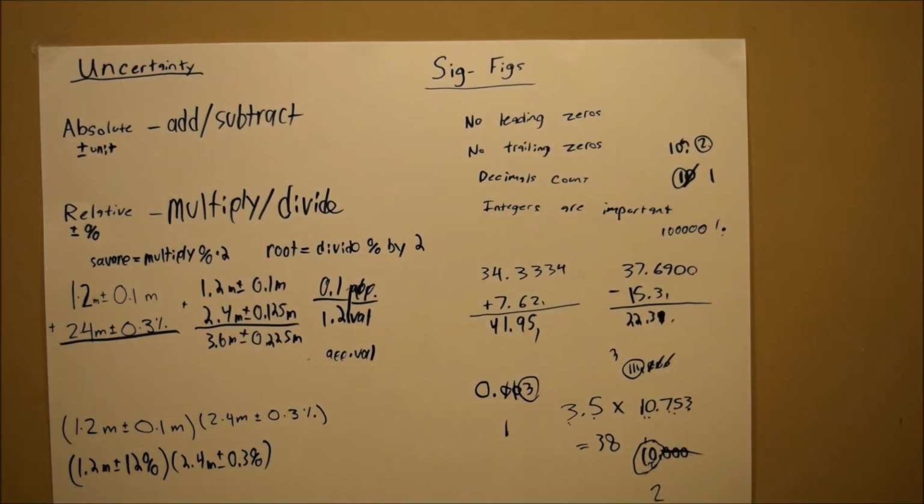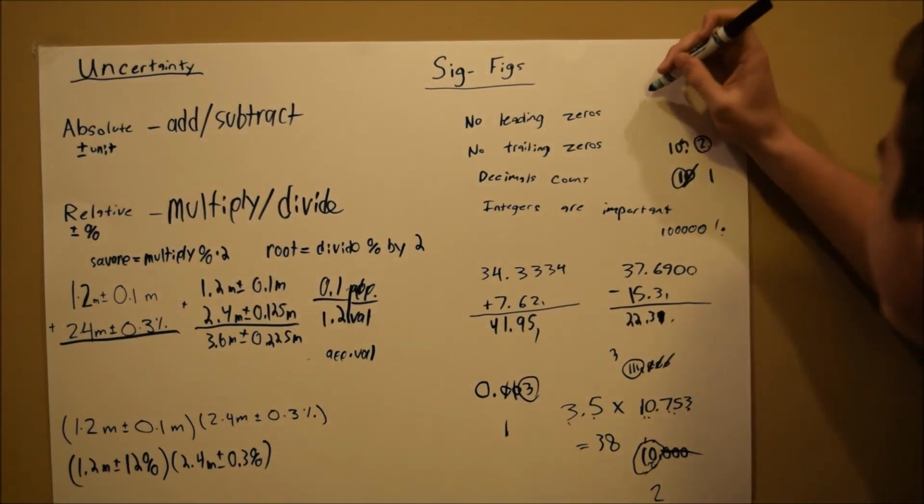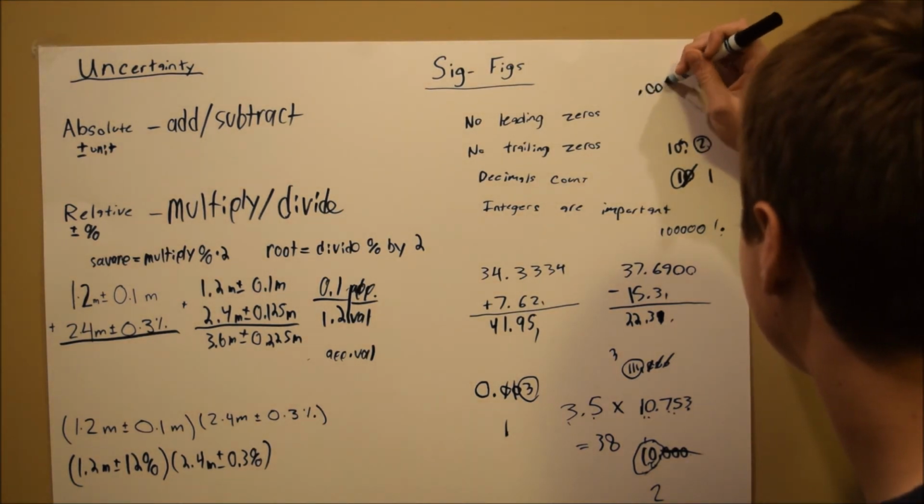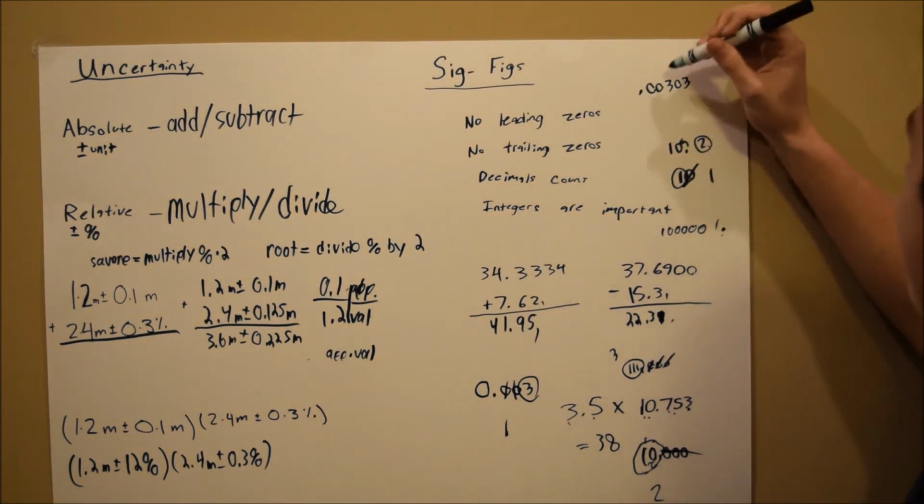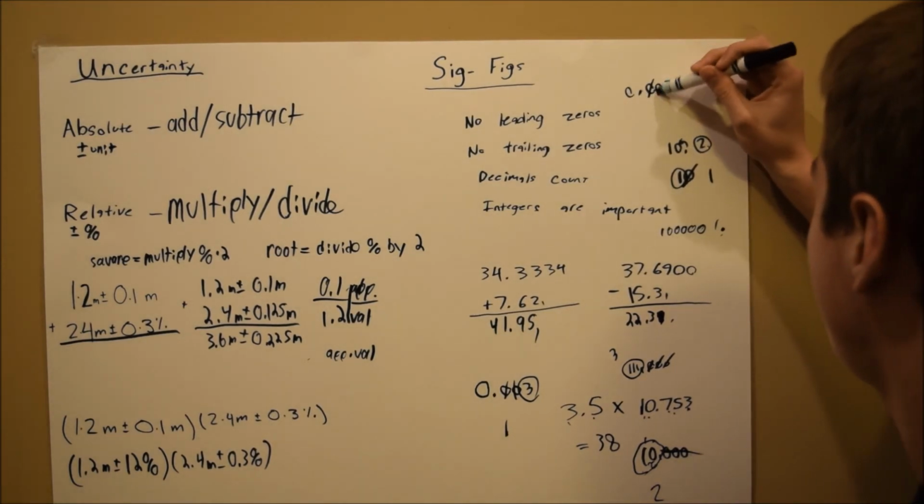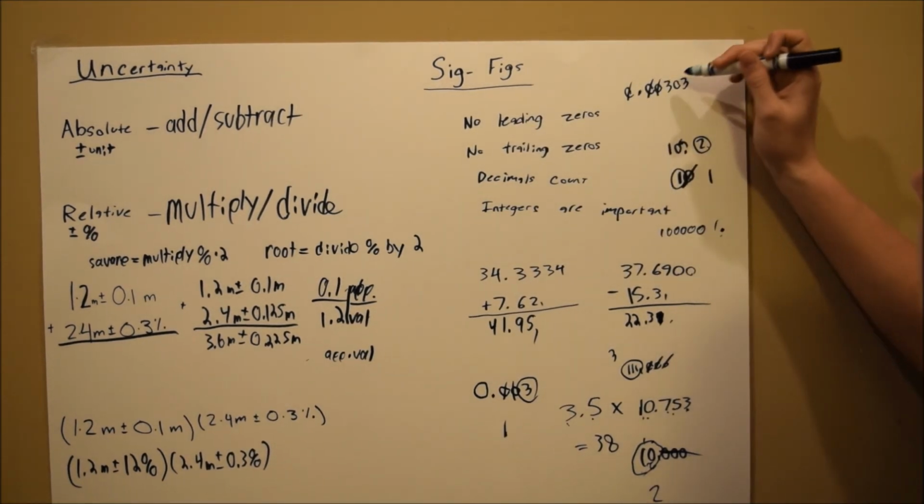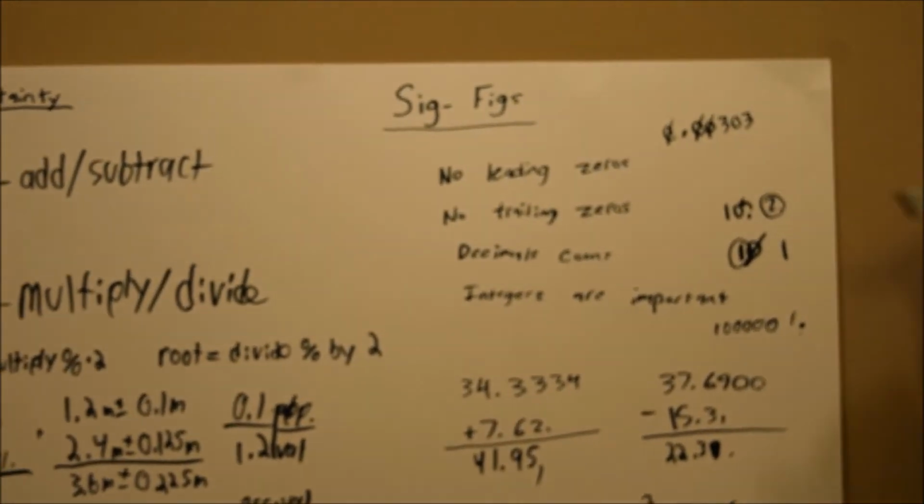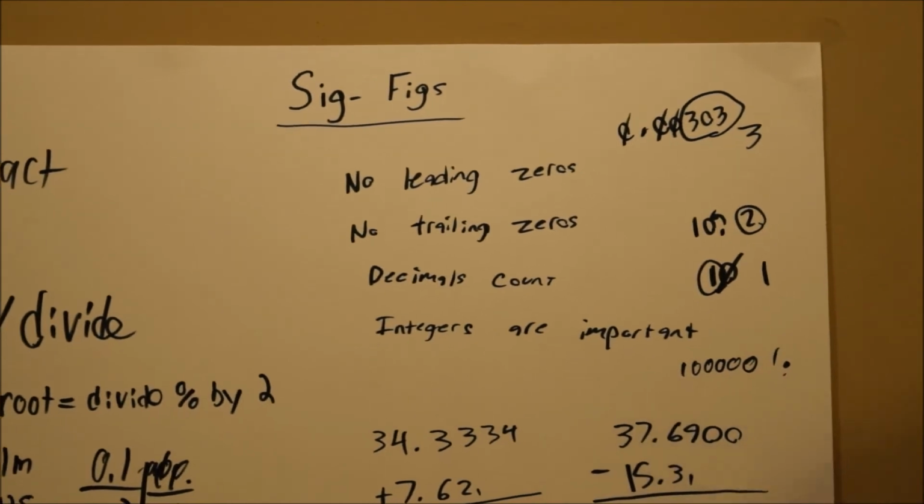What if you were to have a number like 0.00303? Yes. Then, because these are leading zeros, they would not count. But because it is a sandwich zero, it is important. So all 3 of these are significant. So you would have 3 sig figs.